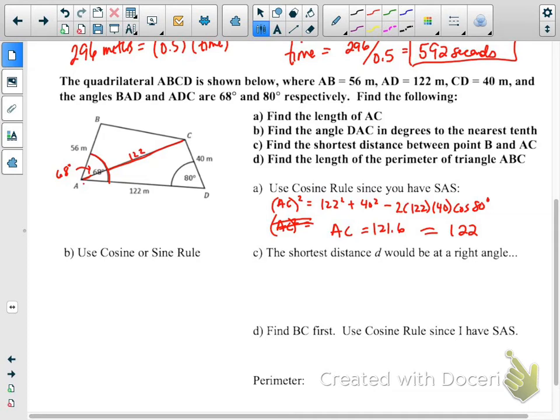Okay. Now, Part B says find the angle DAC in degrees to the nearest tenth. So DAC is the bottom part of this angle that I know that the entire thing is 68. So looking at that, okay, so I want to find this angle. I've got the side across from it.